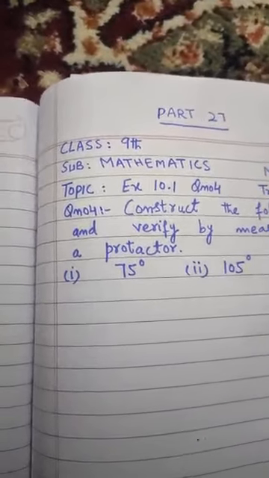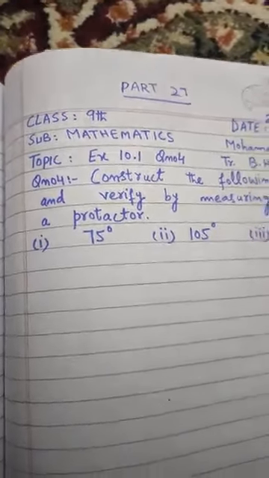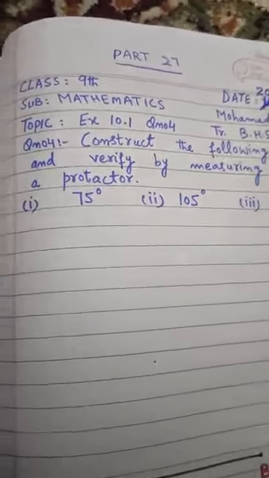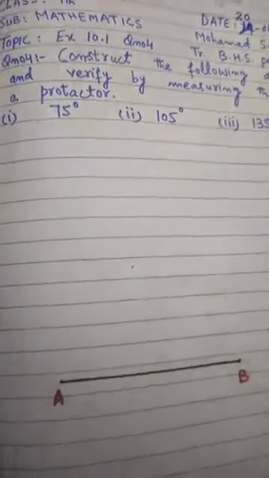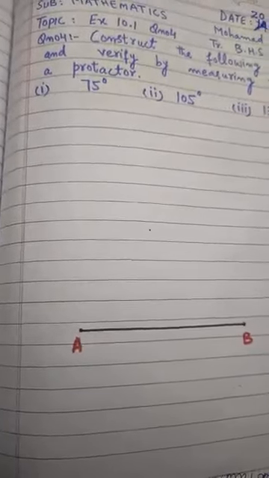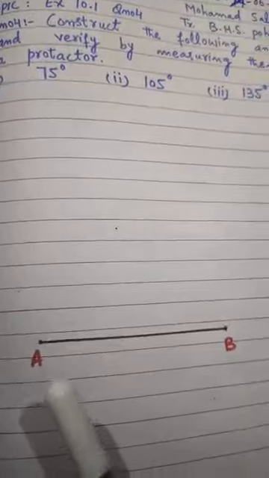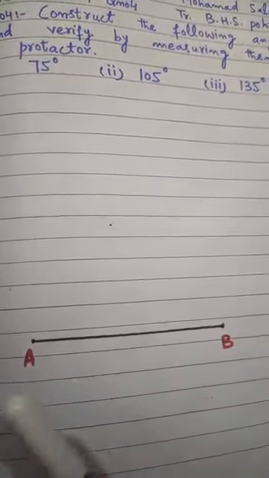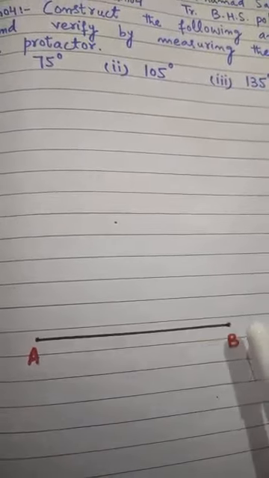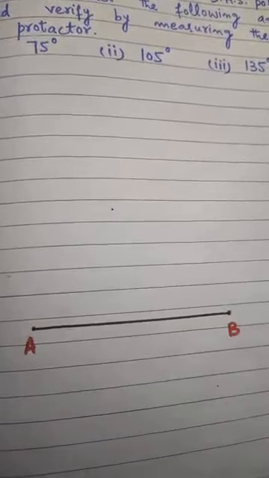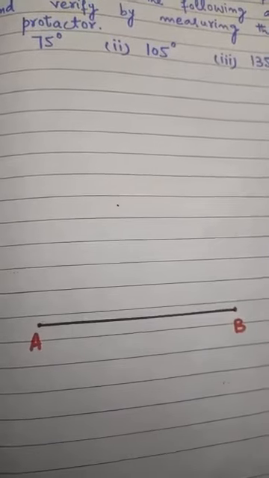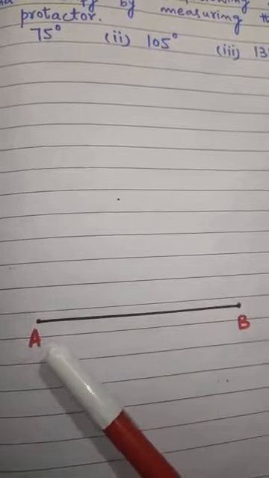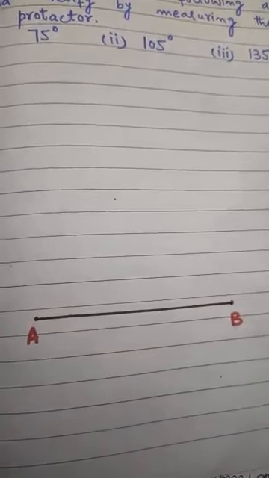Now we have to construct two angles, 60 degree and 90 degree first, and then we will bisect the angle between 60 and 90 and we will get a 75 degree angle. For our first step, we will draw a line segment AB. Its length can be 5, 6, 7 or 8 centimeters, whatever is suitable for us.